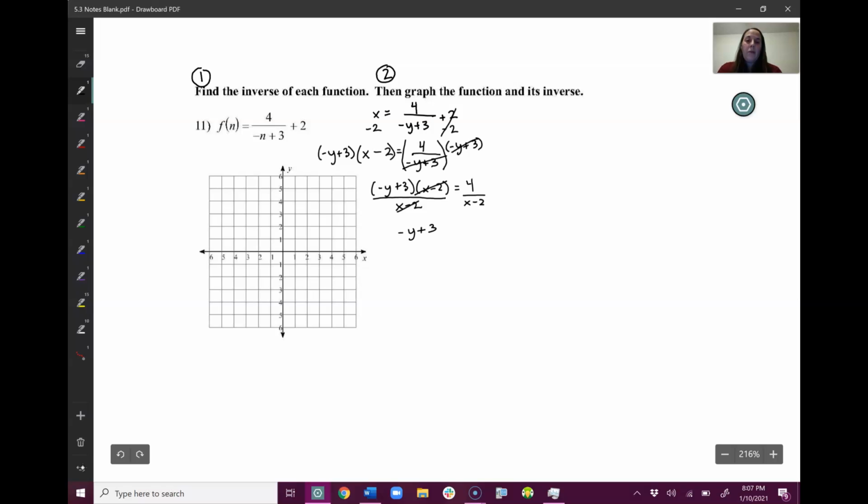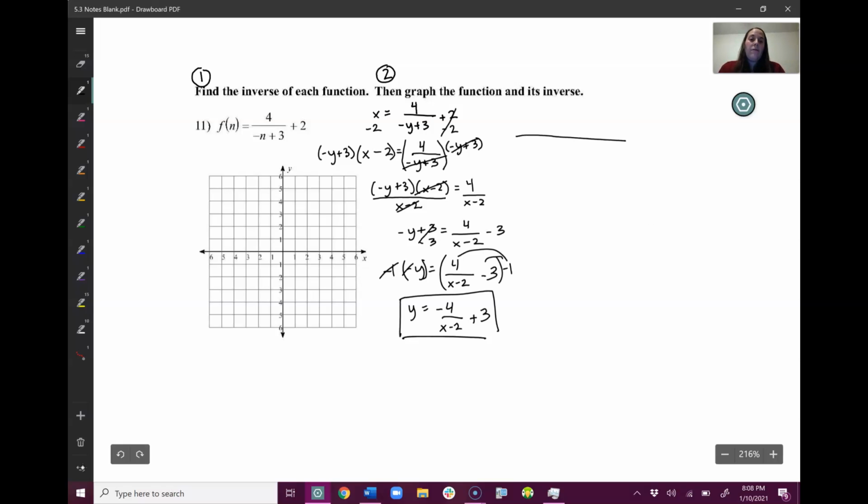And now they've kind of flipped places where my y's over on the left and now my x is in the denominator, which is what I wanted. It makes solving for y a lot easier. So now to solve for y, I'm going to minus 3 to both sides, and I've got negative y equals 4 over x minus 2 minus 3. And then here to get rid of this negative 1, I could divide by negative 1 or I could multiply by negative 1, either way. So I'm going to multiply and distribute that to make it look a little nicer. So I've got negative 4 over x minus 2 plus 3. So there's my inverse equation.